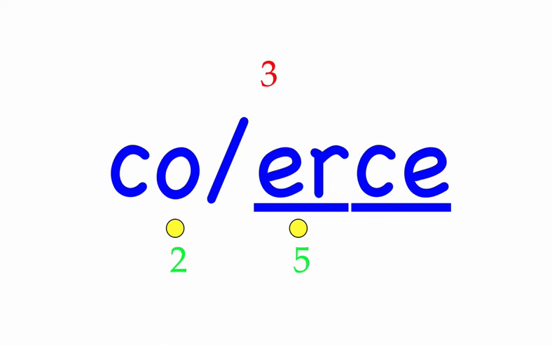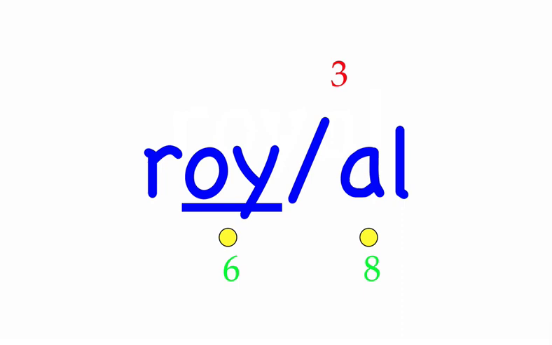Row 8, royal. Royal. The royal party arrived late to the function. Roy-all. Roy has two sounds, r, oy. All, two sounds, aw, ul. Roy-all. Mark the word. Roy-all. Royal.